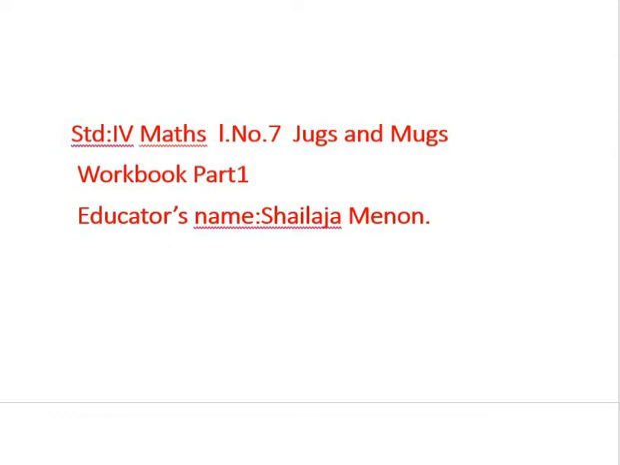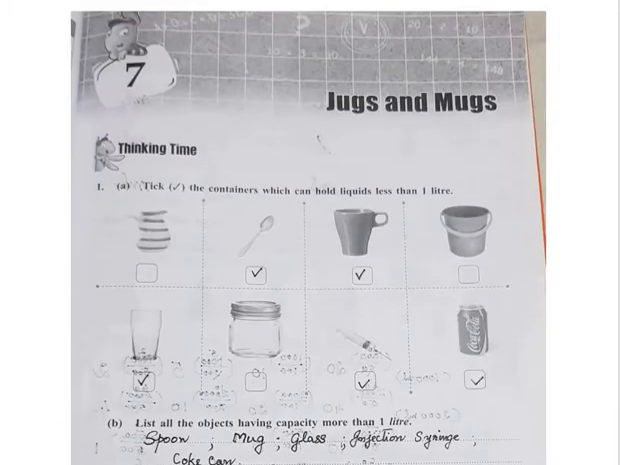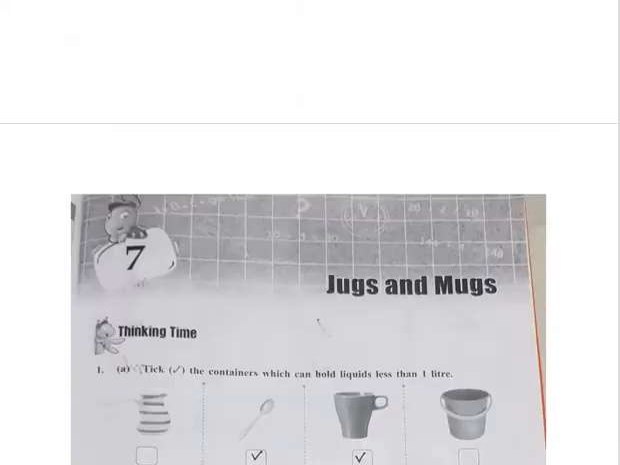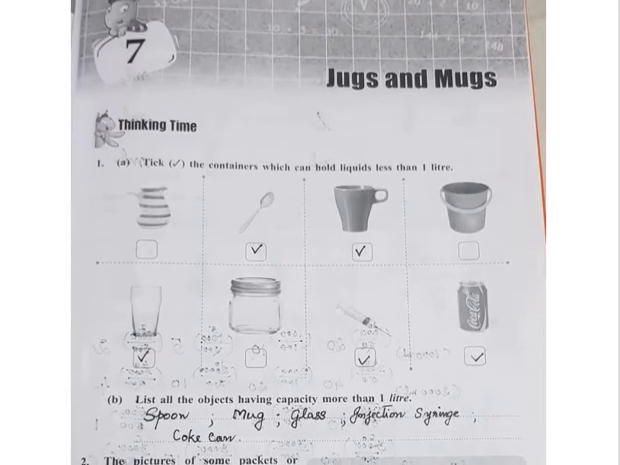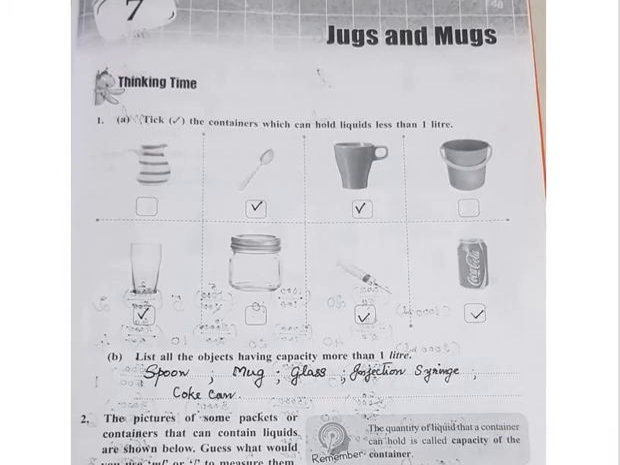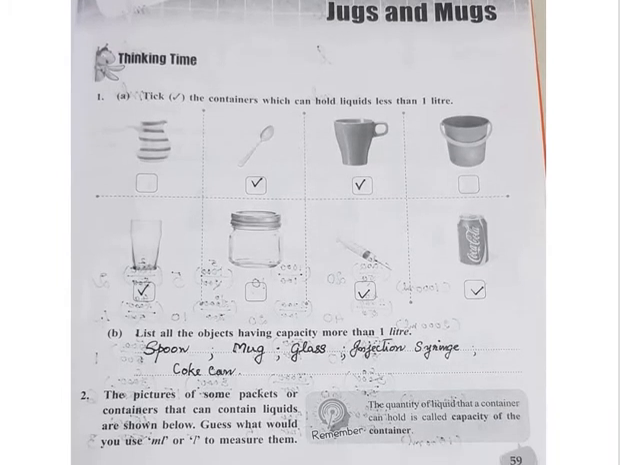Today we are going to do the textbook sums the teacher had already done. So open your workbook page number 59. These pictures are already given. You can see the heading is given: thinking time.